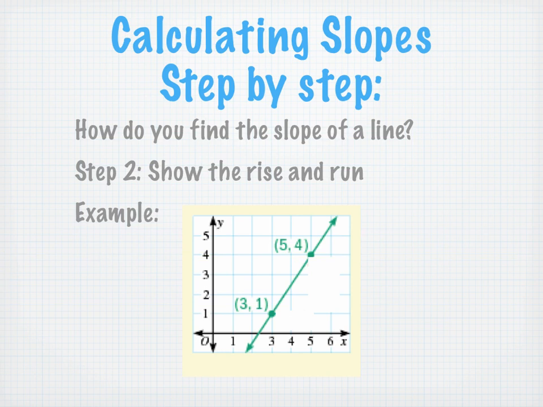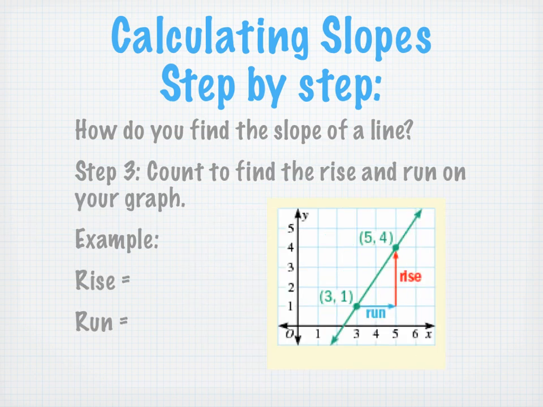Step 2 in this example is that we're going to show the rise and the run. So the rise in this case, to get from one point up to the other, we would have to go from 1 up to 4. The run in this case is how far left and right we have to go to get from one point to the other. In this case, we have to get from 3 up to 5.